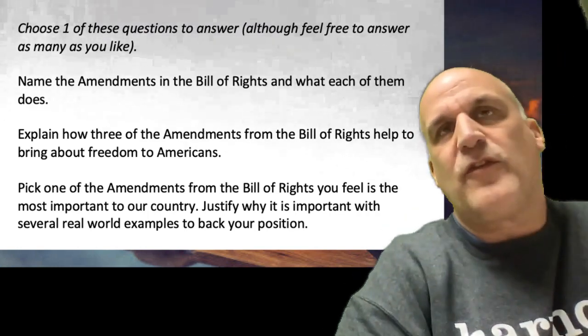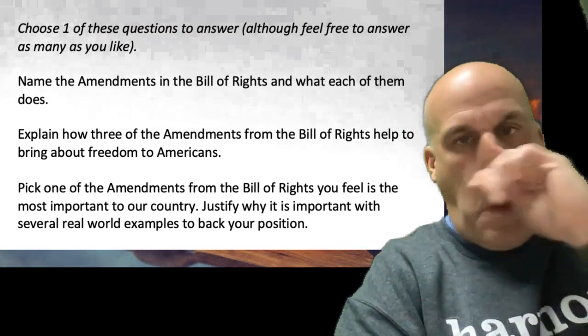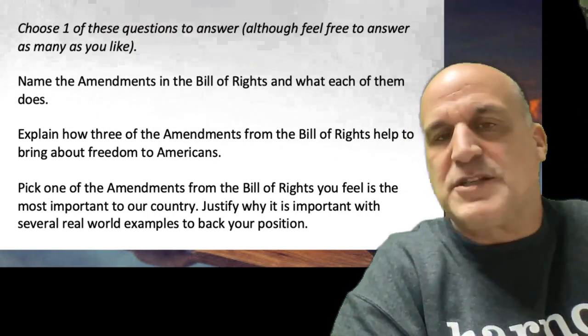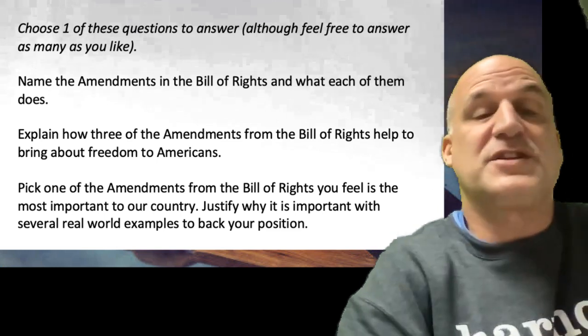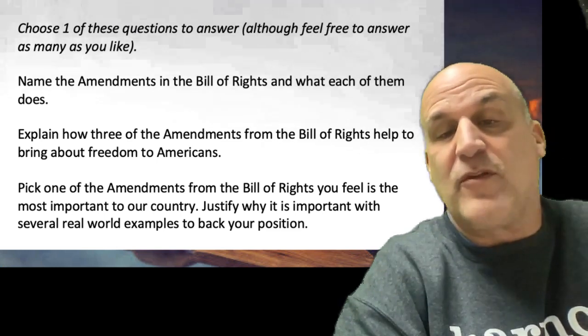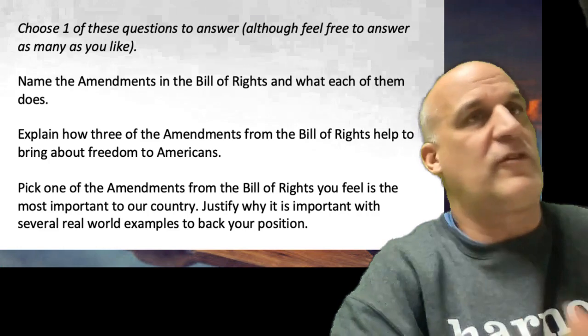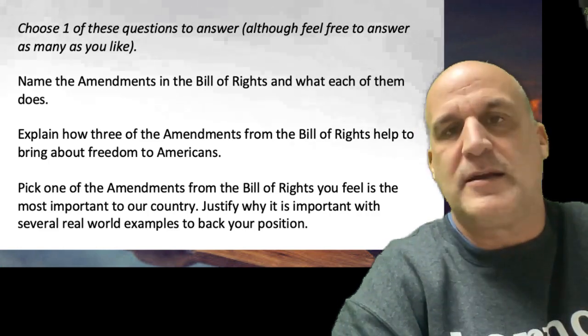So a kid may look at the first one and say, that one's really easy. So might I ask myself another question? Might I take it a little bit further? The first question asks to name the amendments in the Bill of Rights and what each of them does. So it's a simple recall, a simple understanding.